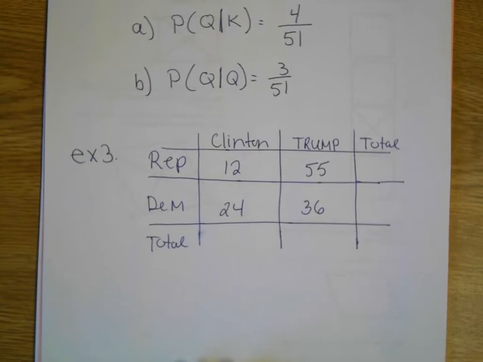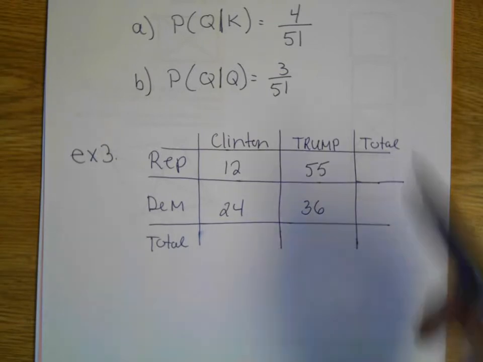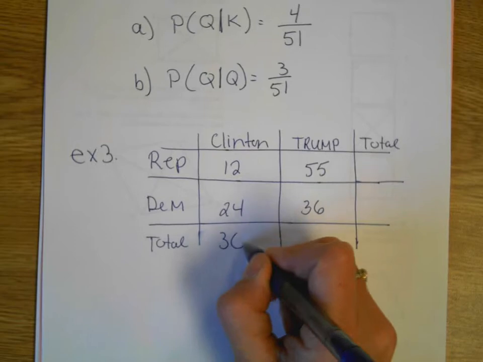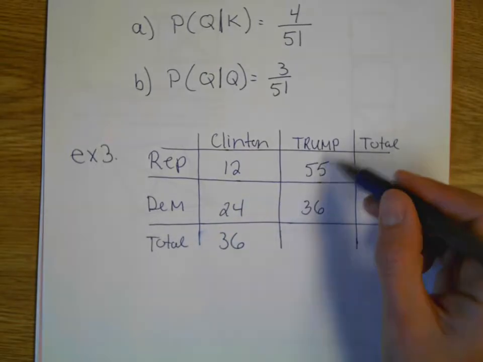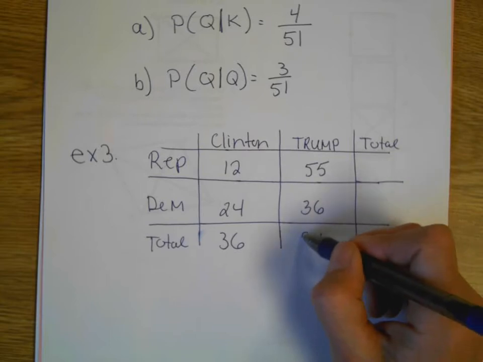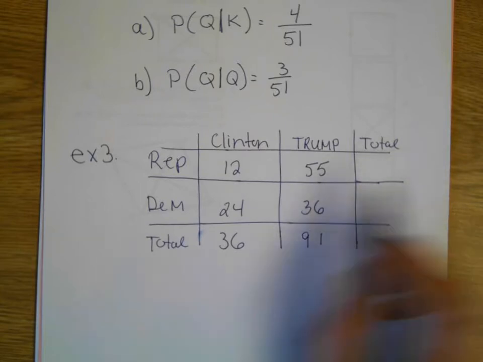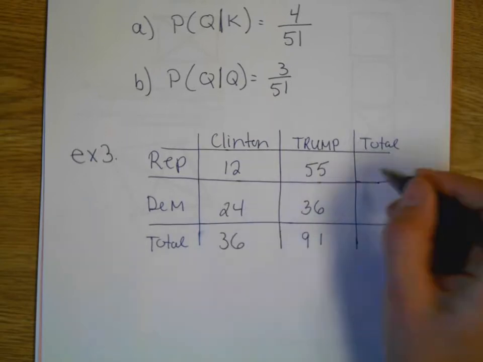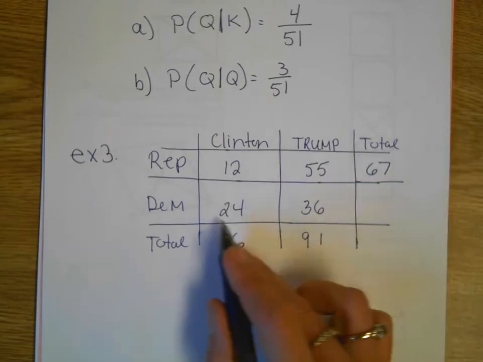Okay, so how many people said they would vote for Clinton? We have a total here of 36. For Trump? 91. How many Republicans did they talk to? 67. How many Democrats did they talk to?